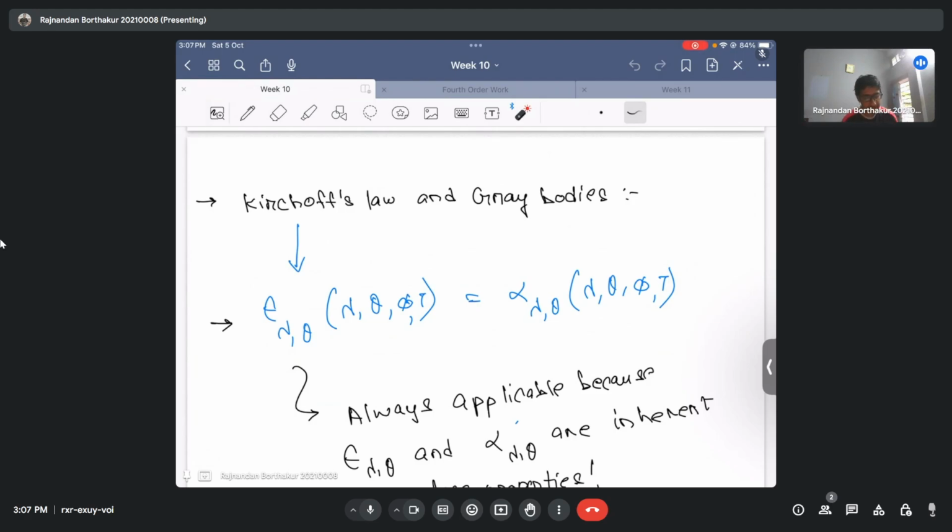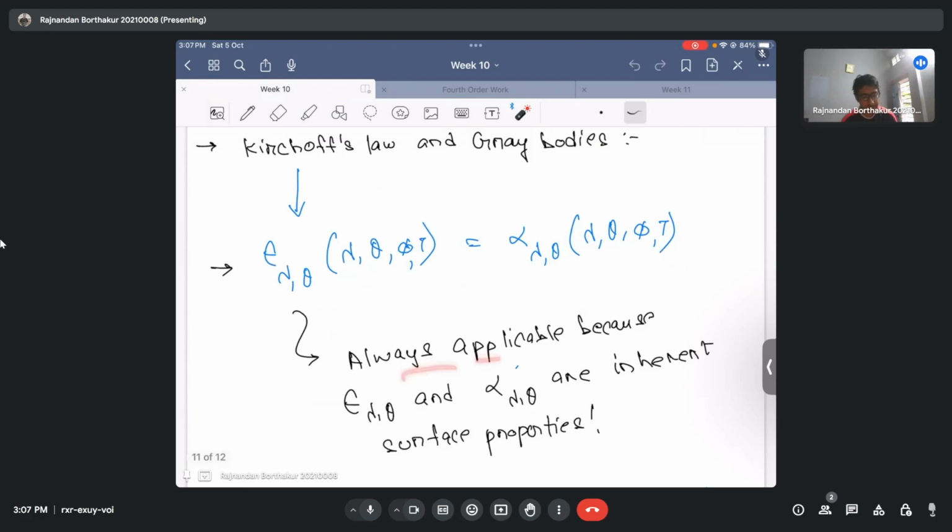And as I said, this form of Kirchhoff's law, to be precise, is always applicable, because these terms, epsilon lambda theta and alpha lambda theta, are just inherent surface properties, because we have very pinpointedly specified that these are spectral and directional properties. So we don't have to invoke assumptions like, for instance, gray body or diffuse surfaces and things like that. Okay, so these form the very basic form of Kirchhoff's law.